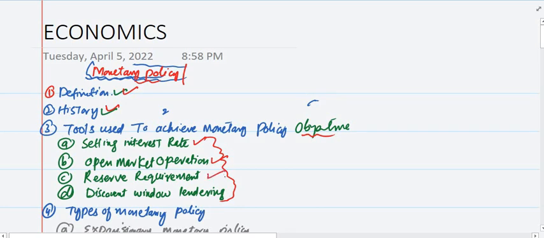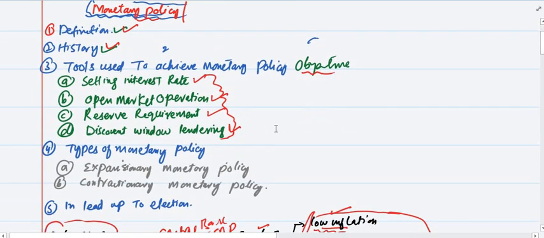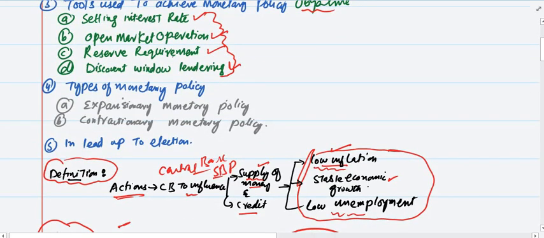Then we will discuss reserve requirement and discount window lending, which are used for achieving the monetary policy objective. Then at number four, we will discuss the types of policies, the two main types of monetary policy, which are expansionary monetary policy and contractionary monetary policy. And at the last, we will also discuss which type of policy is usually adopted by politicians when the election is near.